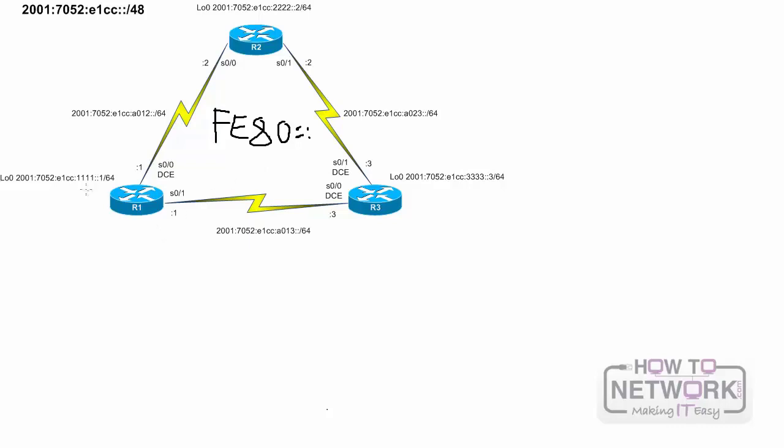R1 has the interface ID 1 on all its interfaces. R2 has the interface ID 2 on all its interfaces. And router R3 has the interface ID 3 on all its interfaces. Remember, a link local address only has to be unique for that link because it is not routable off the link.